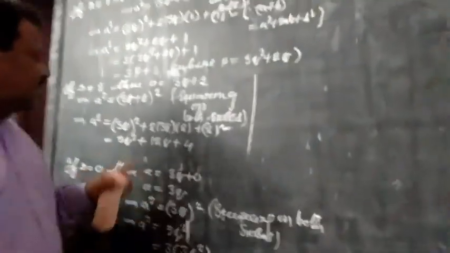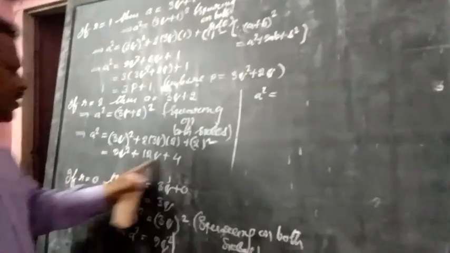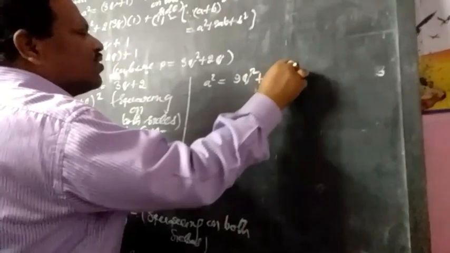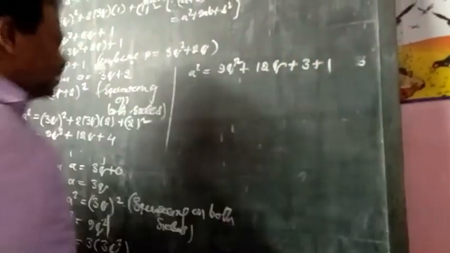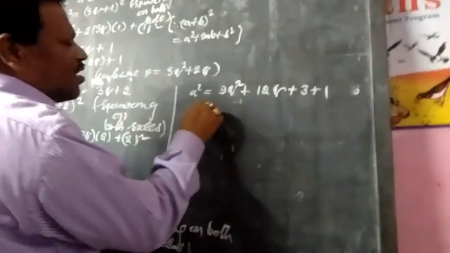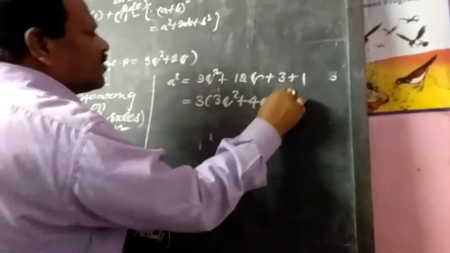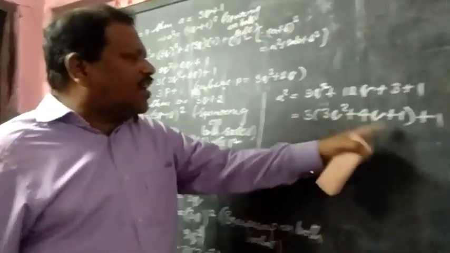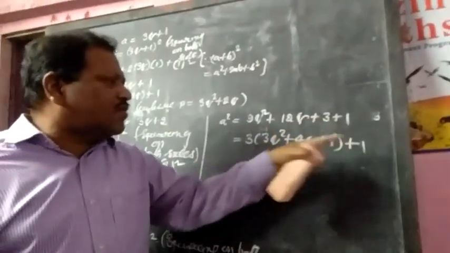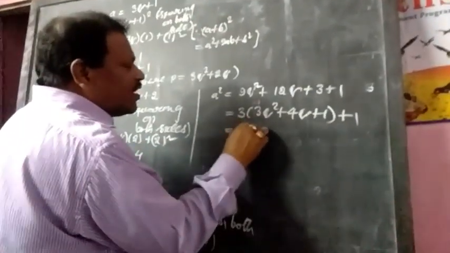Next step: A square is equal to 9Q square plus 12Q plus 4. Rewrite this step: 9Q square plus 12Q plus 3 plus 1, since 4 can be written as 3 plus 1. From the first three terms take out 3: 3 into 3Q square plus 3 into 4Q plus 3 into 1, plus 1. Multiplying again by 3 gives the same answer: 9, 12, and 3, plus 1. Again the same answer. So the total term is P, giving 3P plus 1.